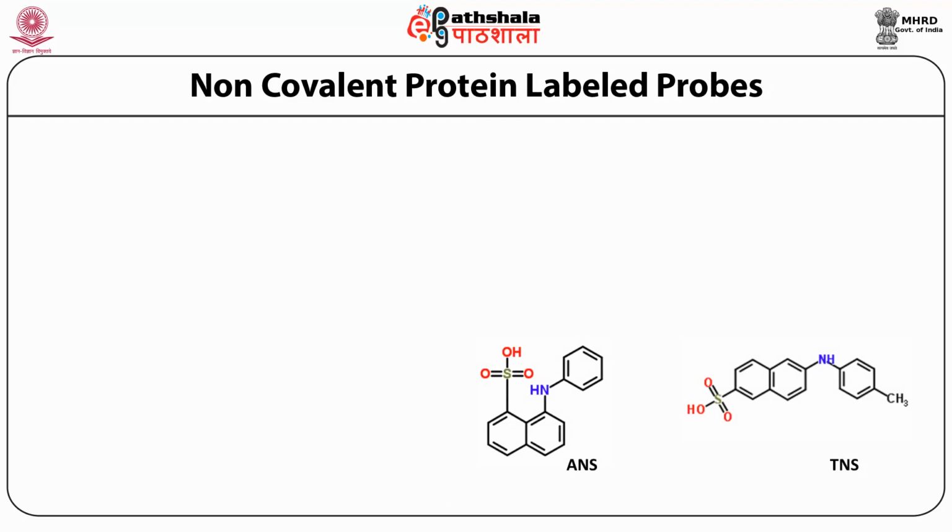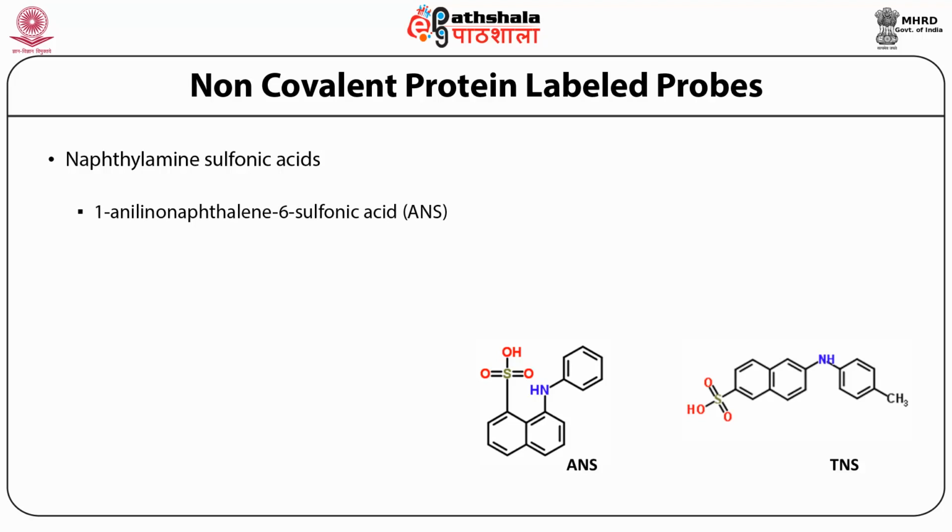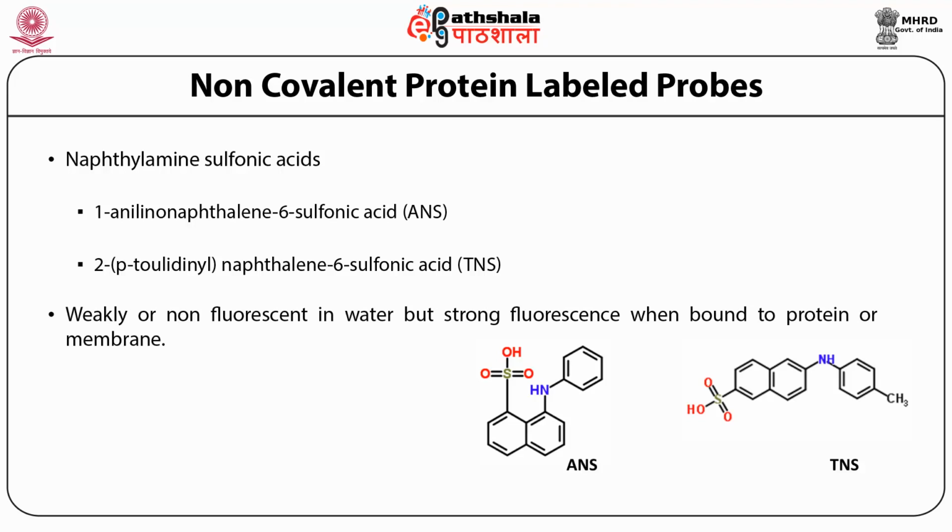In addition to covalent probes used for protein study, some dyes are available which are non-covalent in nature and bind non-covalently to proteins. For example, naphthylamine sulfonic acids, 1-anilino naphthalene 8-sulfonic acid and 2-p-toluidinyl naphthalene 6-sulfonic acid. They are used as non-covalent protein label probes. They are weakly or non-fluorescent in water, but when bound to protein or membrane, they show strong fluorescence. The structures of ANS and TNS are shown.